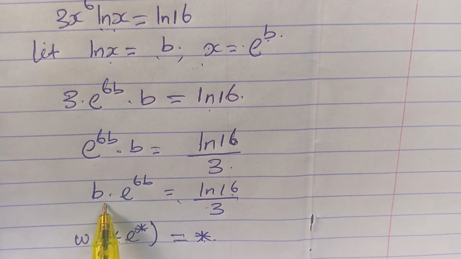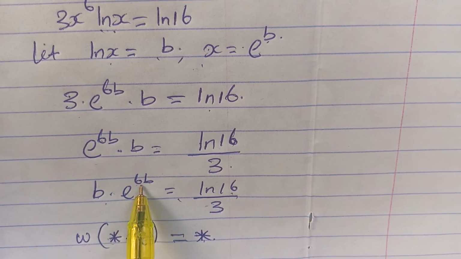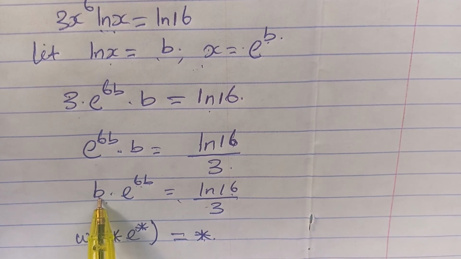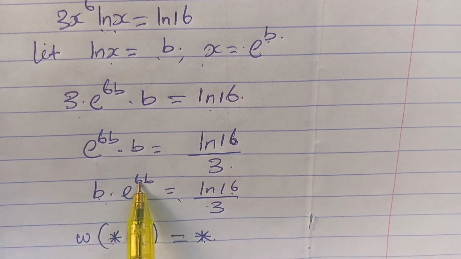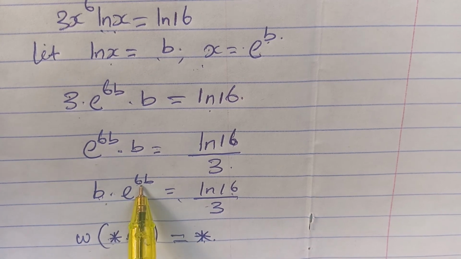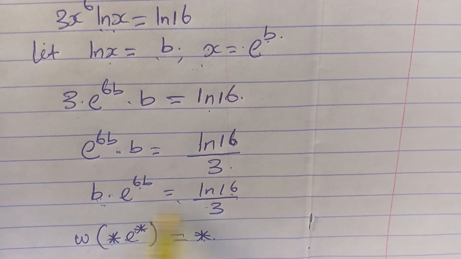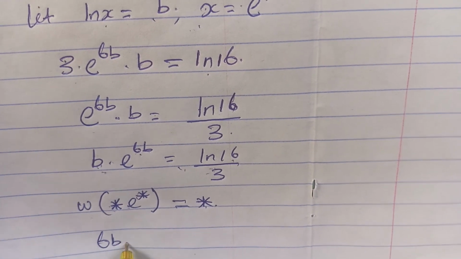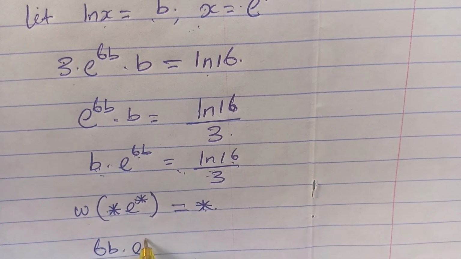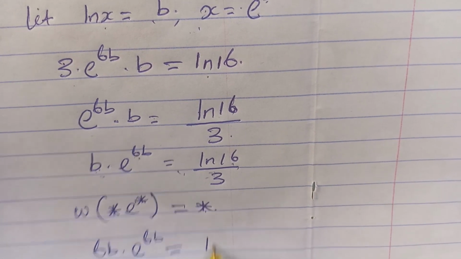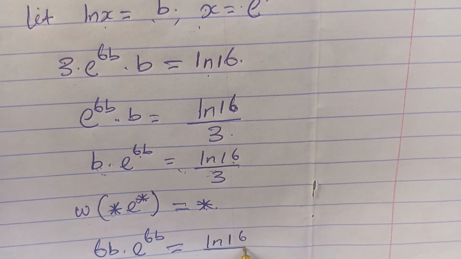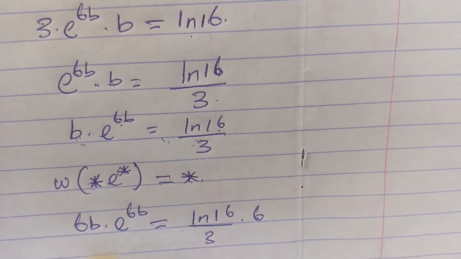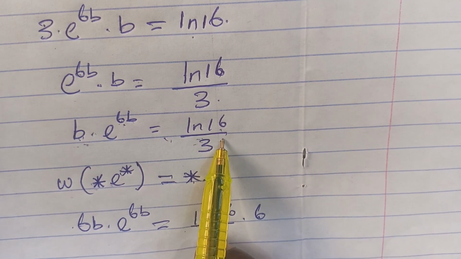So if you look at this equation very well, the exponent is different from the term in front. What are we going to do in order to make this look alike with the exponent? We multiply both sides of the equation by 6. So we have 6b times exponential 6b equals ln 16 over 3 times 6, because this 6 will cancel this 6 and return the whole of this.